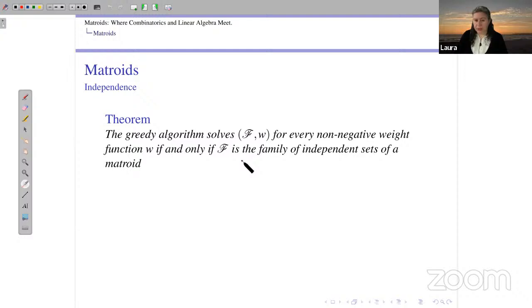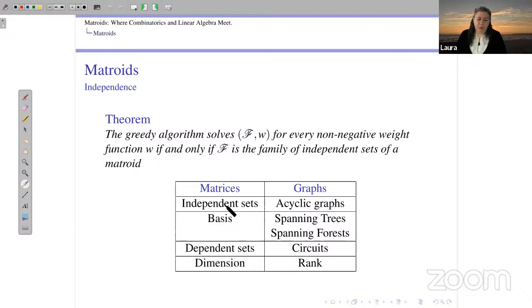And now that I've made these connections, I can sort of do a dictionary, a translation between what is happening in vector spaces and what is happening in graphs. So every time I have an independent set in the vector space, it's as if I had an acyclic subgraph in my graph. If I have a basis, that would be a spanning tree if my graph is connected, or a spanning forest if my graph is not connected. If I have a dependent set in my vector space, that corresponds to a subgraph that has circuits, maybe more than one. If this dependent set were minimal, then I would precisely have a circuit.